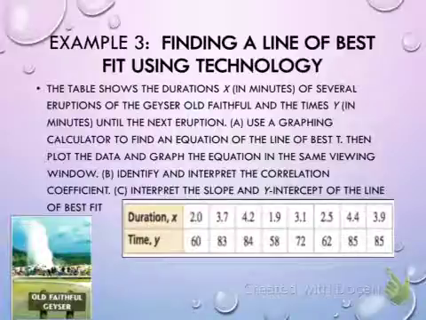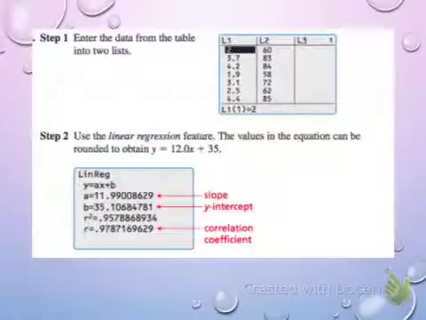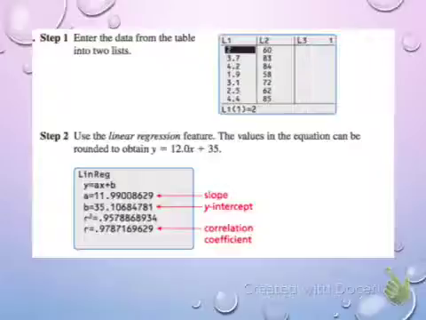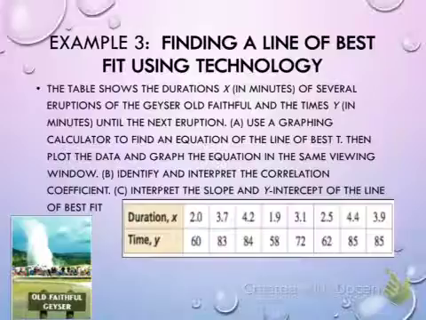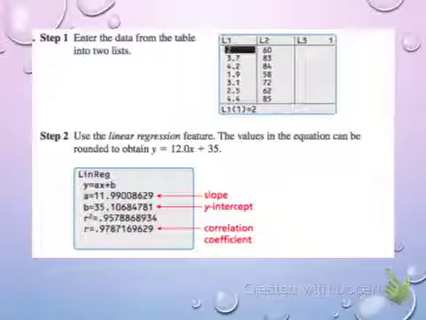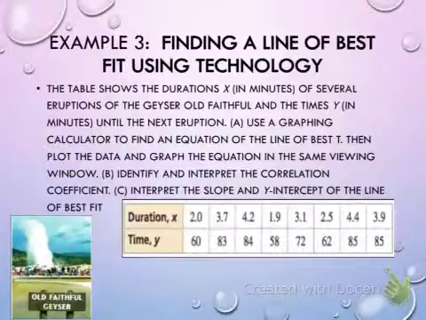Then we're going to identify and interpret the correlation coefficient, and interpret the slope and y-intercept of the line of best fit. So using our graphing calculator, we're going to enter the data from the table into two lists. Your list 1, if you noticed here, is going to be those x values. List 2 will be those corresponding y values, the time.